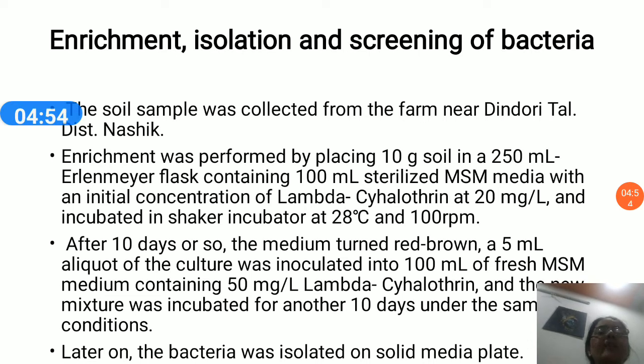For this, the soil sample was collected from a farm near Dindori Taluka, district Nasik in Maharashtra, and enrichment was performed by placing 10 grams of soil in a 250 ml Erlenmeyer flask containing 100 ml of sterile MSM media with the initial concentration of lambda cyhalothrin at 20 mg per liter and incubated in a shaker incubator at 28 degrees Celsius at 100 rpm. After 10 days, the media turned red brown and 5 ml aliquots were collected and transferred to 100 ml of fresh MSM medium, and here the concentration was adjusted up to 50 milligram per liter. Again it was incubated for 10 days, and later the bacteria were isolated on solid media plates.